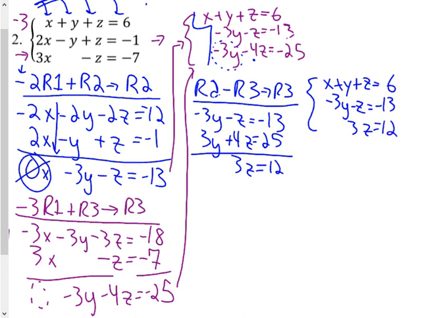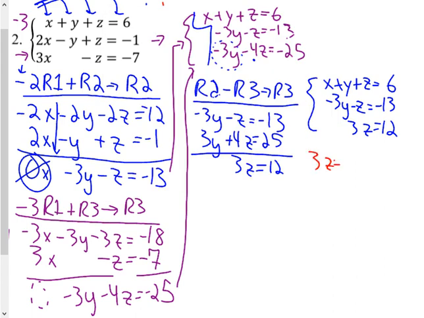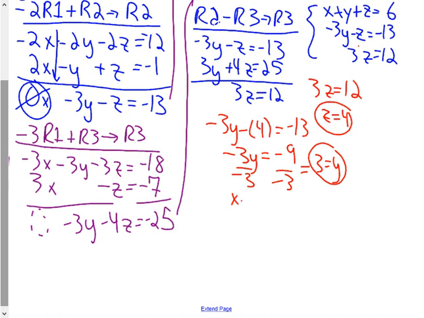Right? So now to solve, using back substitution, 3z is 12, divided by 3, z is 4. Plug it into equation 2. Negative 3y minus 4 is negative 13, plus 4 to both sides, negative 3y, negative 9, divided by negative 3, y is 3. The last equation up top, x plus y plus z is 6. So x plus 3 plus 4 is 6. 3 plus 4 is 7. So subtracting 7, we get x is minus 1. For my final answer, minus 1, 3, 4 is my ordered triple.